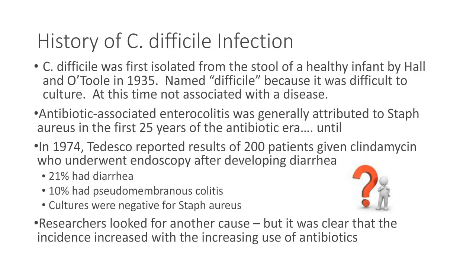Antibiotic-associated enterocolitis was generally attributed to Staph aureus in the first 25 years of the antibiotic era, until in 1974, a researcher named Tedesco reported the results of around 200 patients that had been given clindamycin who had undergone endoscopy after developing diarrhea. 21% of them had diarrhea. A good percentage, 10%, had pseudomembranous colitis. But lo and behold, none of them had Staph aureus in their cultures. So this really brought into question all of the previous thoughts that Staph aureus was the cause of this disease.